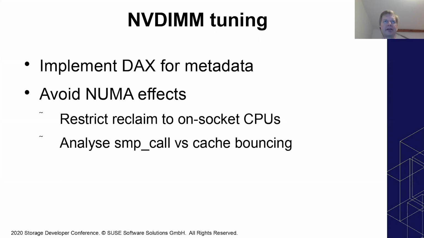And the other big area is NUMA effects. As I've said earlier, the reclaim workers, which handle the reclaim in the current code, will be started on any CPU at this time, which means that it's not really controlled whether the CPU is on the socket carrying the NVDIMM or whether it's running on the other socket. And we really should look at restricting these reclaim workers to run only on on-socket CPUs, therefore avoiding NUMA effects on the reclaim worker itself.